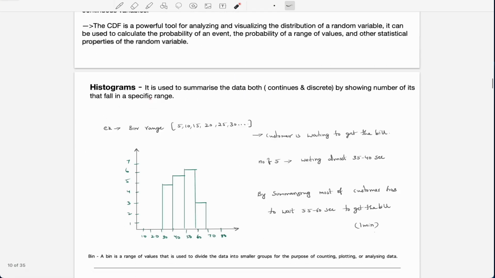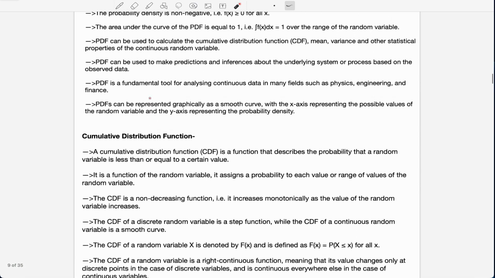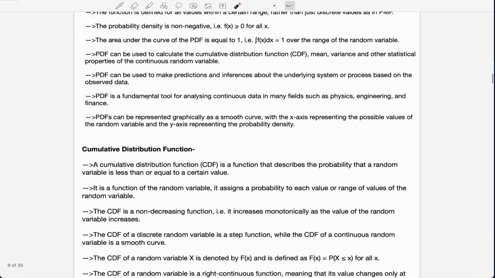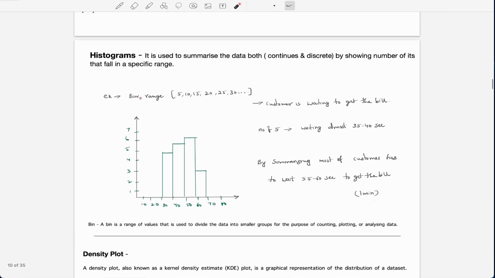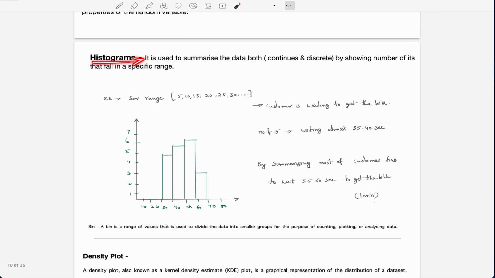In our previous lecture, we had a detailed talk on PDFs, PMFs and CDFs. Today we're going to discuss something known as histograms. Histograms play a vital role in visualization, in the visualization of graphs and so on, in our machine learning. Histograms are used to summarize the data.